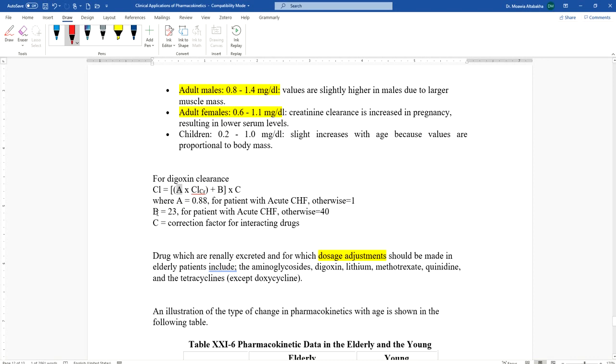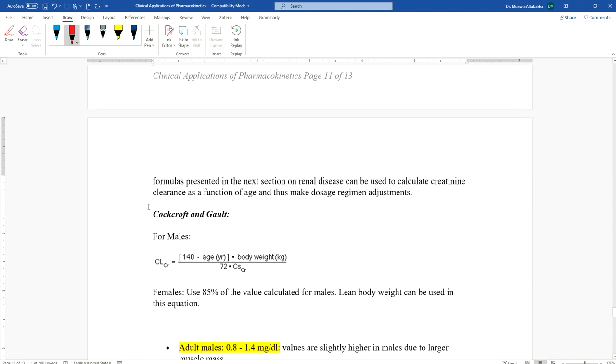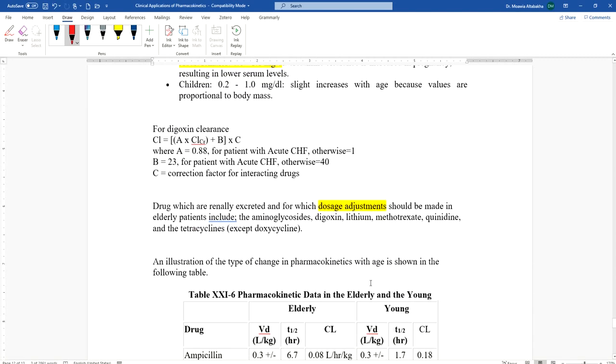B will be 23 for a patient with acute congestive heart failure. Otherwise I will use 40. C is a correction factor for any interacting drugs. Anyway, what I mean to say here is we can calculate the digoxin clearance based on creatinine clearance. And that's the importance of Cockcroft and Gault and the clearance of the drugs that are mainly removed by kidneys. Okay.